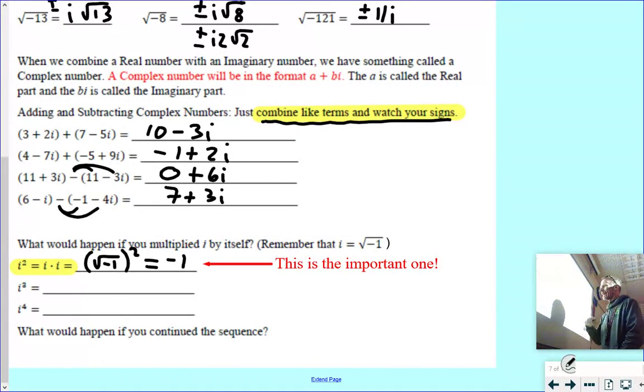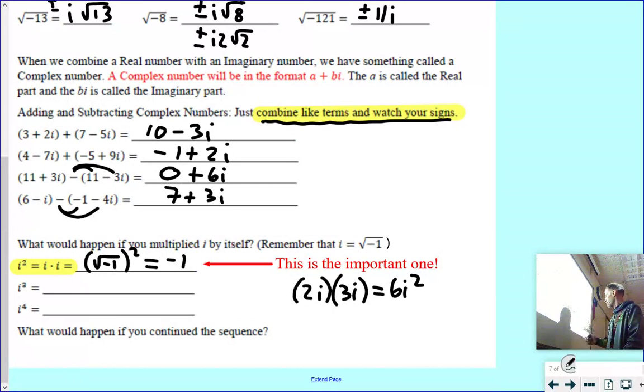Okay? So an example of that would be if you did 2i times 3i. Well, again, it's multiplying, so we're still going to take 2 times 3. So that would be 6i squared. But again, i squared is -1. So the upshot of this is anytime you see an i squared, we're just going to replace it with -1. So that's 6 times -1, which is -6.